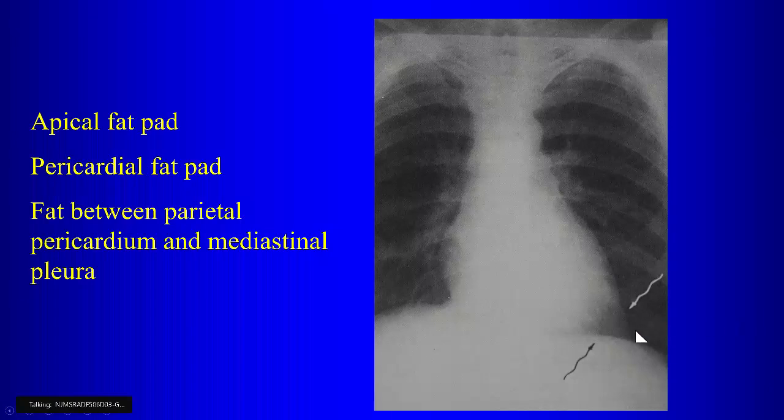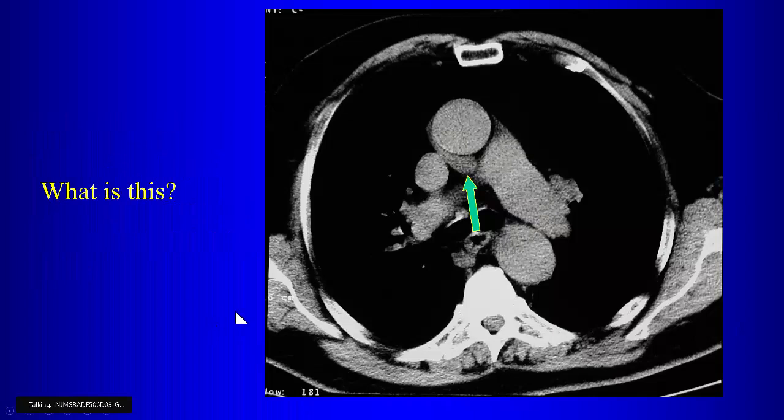So you can also have a fat pad there apically on the other side, right? Same idea. This one kind of makes the left heart border a little fuzzy, but again, you can see through it. You can see the vessels through it pretty easily.